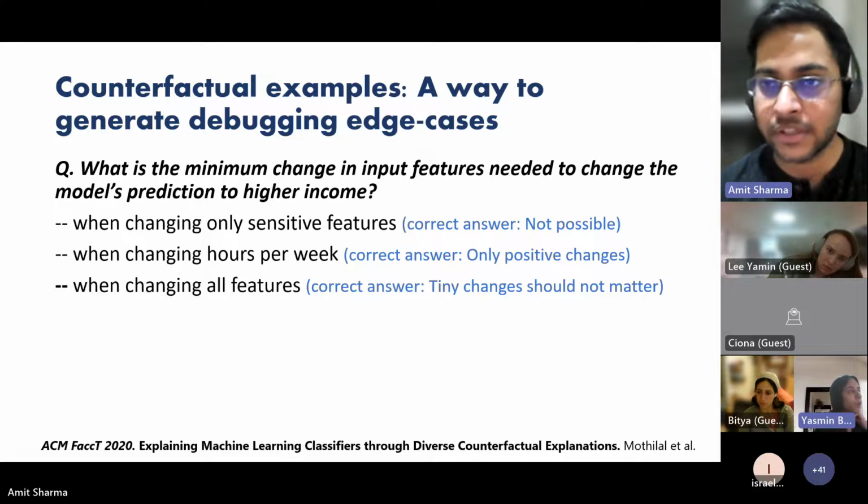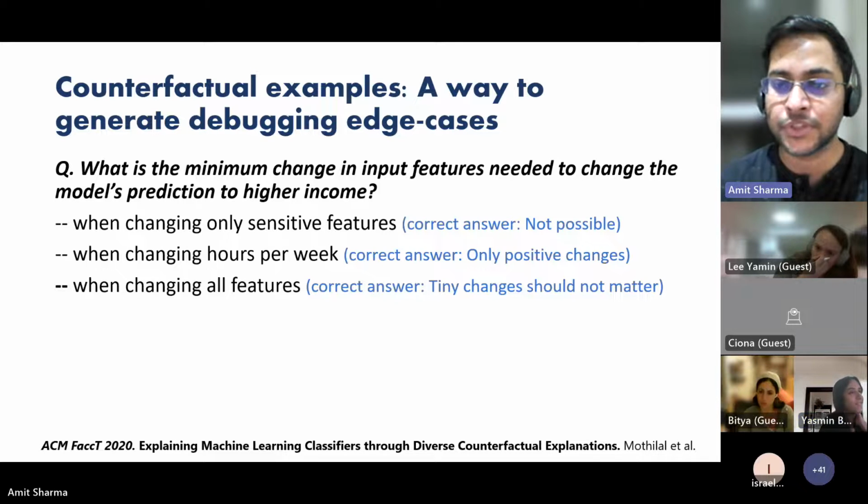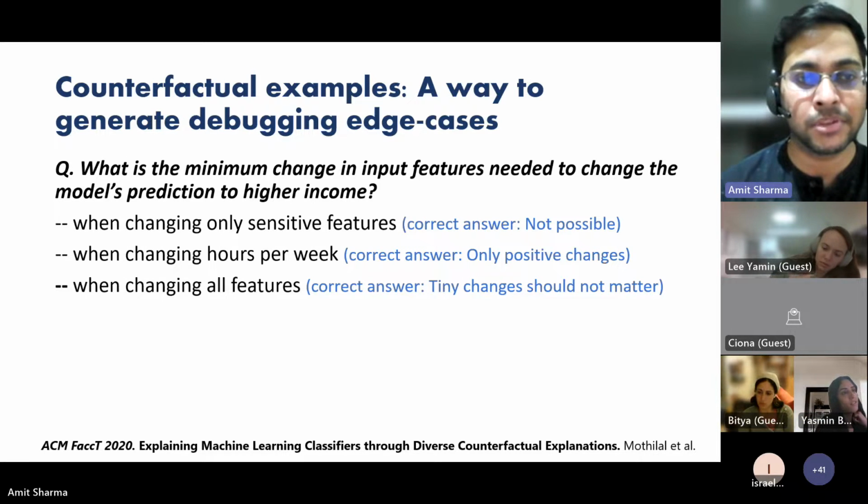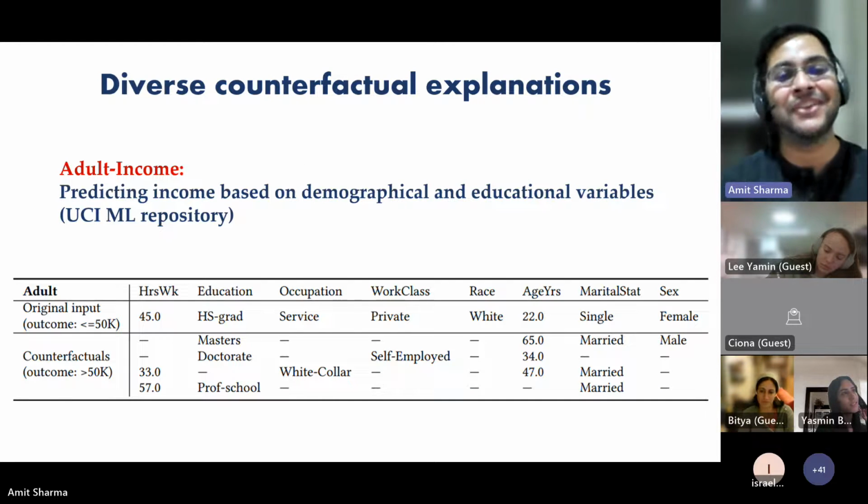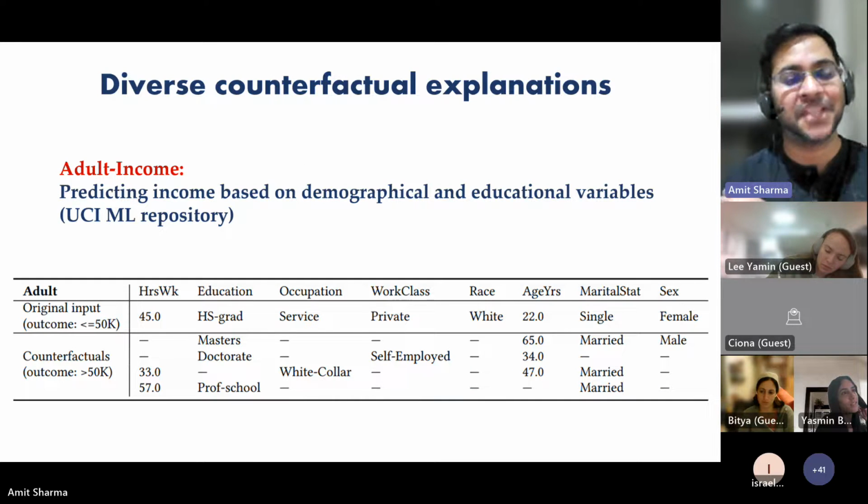So in this case, I see a question. Are we predicting income or risks of default? So this is a made up data set. So here we're just predicting income. This data set does not have risk of default.